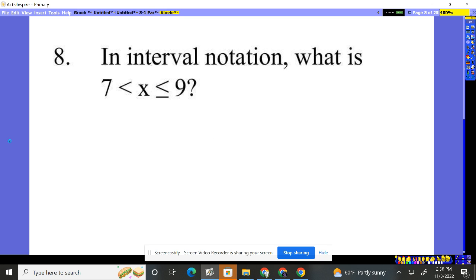Hopefully you recall that. All right, interval notation, nice and simple. Start, end. Starts at 7, ends at 9. How do we say it? It includes 9, we put a bracket. Does not include 7, so we put a parenthesis. That's how interval notation works.